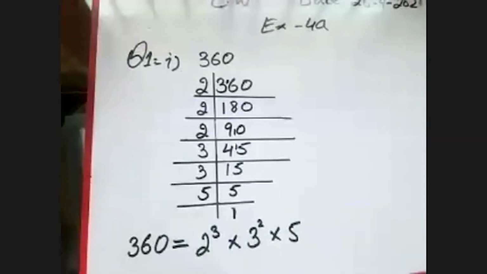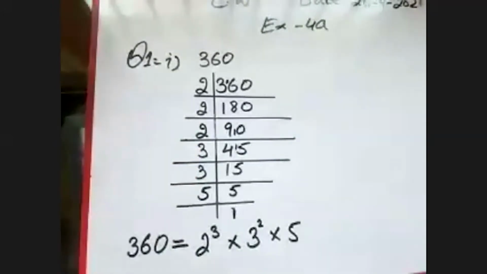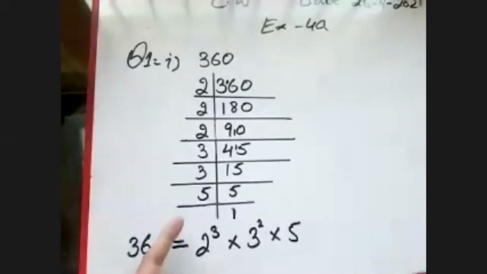You will give the power to the numbers. As 2 is there 3 times, you give the power 3 to 2. 3 is present 2 times in the factorization, so give the power 2. 3 raised to the power 2 means 3 multiplied by 3. 2 cube means 2 multiplied by 2 multiplied by 2. And 5 is alone, so multiply by 5.